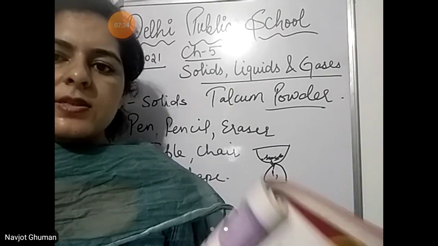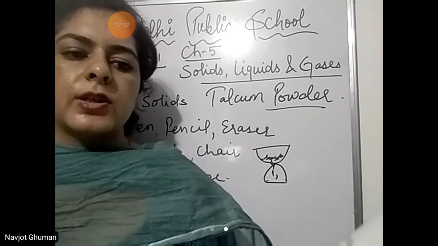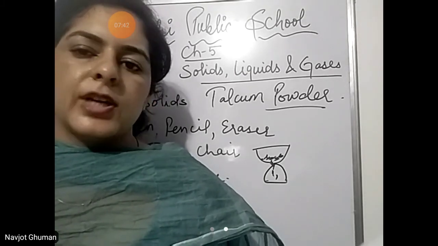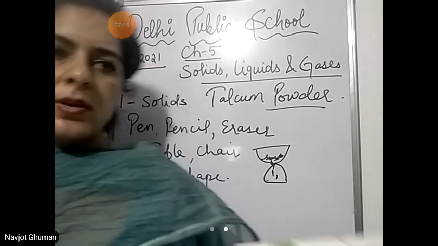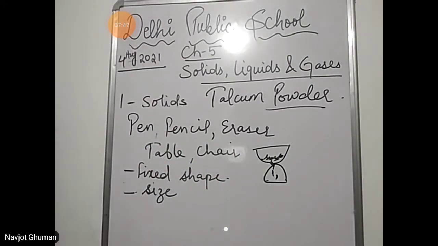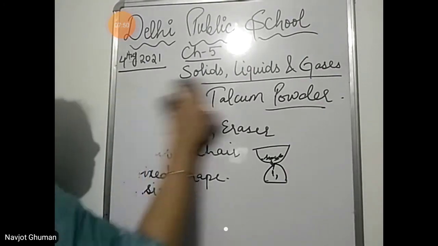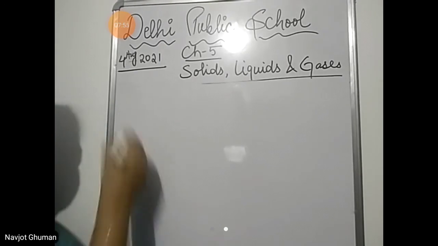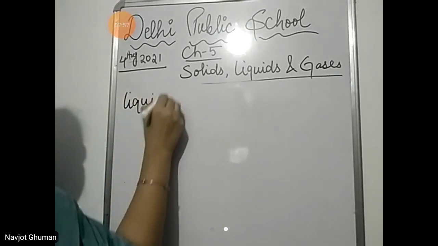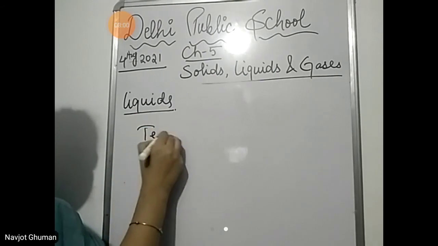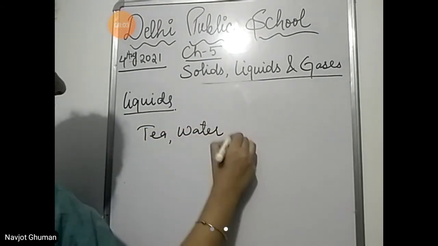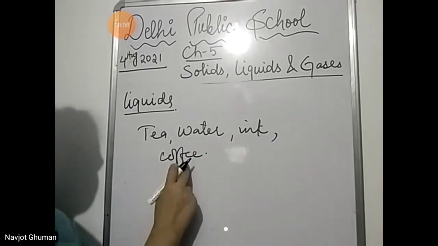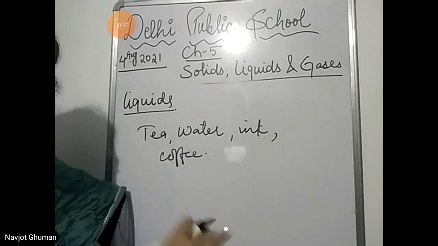Next are your liquids. Now what are liquids? Things such as water, oil, milk do not have fixed shape. They flow easily and take the shape of the container in which they are poured. They are known as liquids. The things like water, milk, tea, coffee, juice, ink, all these things they can flow from one place to another.